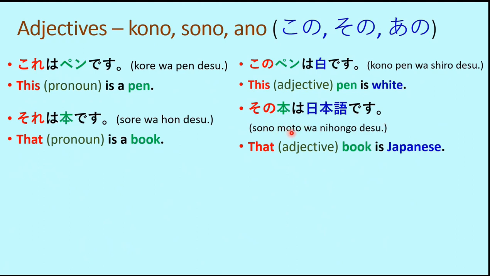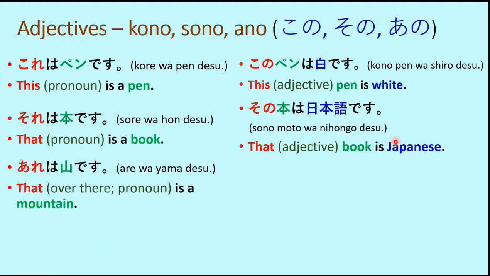Here hon is used for this book, and there are certain rules why we do not use hon here, but we are using hon here. So that we will see later on. For the time being, just remember when we use sono, this becomes hon. Sono hon wa nihongo desu. That book is Japanese. So sore now becomes sono. Sore wa hon desu. Sono hon wa nihongo desu.